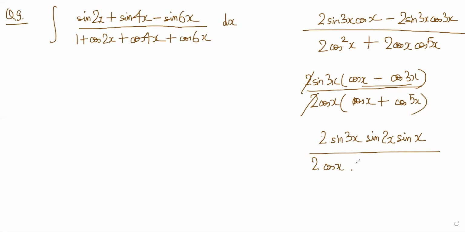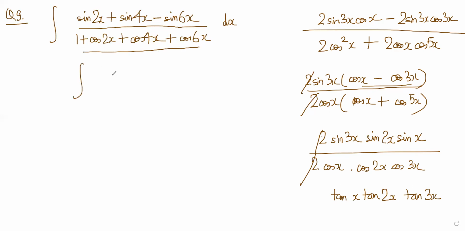It is cos c plus cos d, so it is 2 cos 2x cos 3x, using the formulas again. Now you can see that again 2 cancels, and it is just tan x, tan 2x, tan 3x. So this whole expression can be simplified as the integral of tan x tan 2x tan 3x dx.